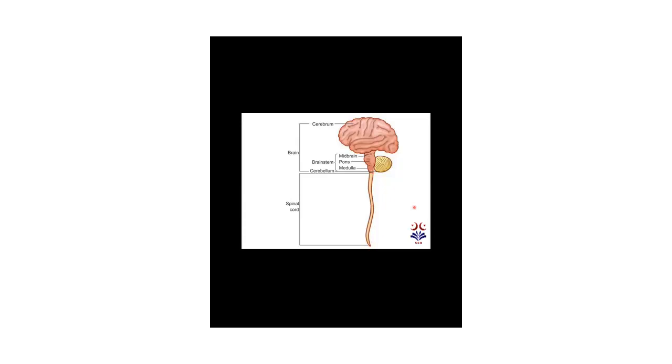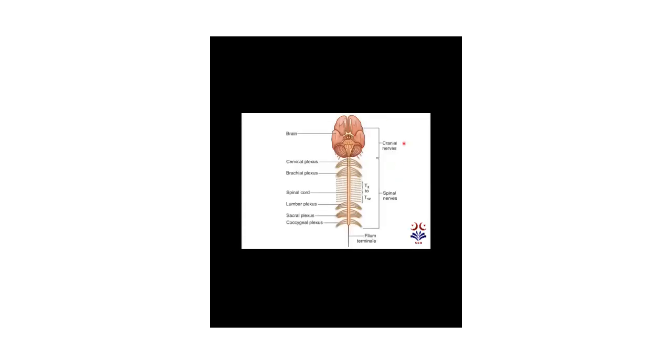And this is the peripheral nervous system, which consists of the cranial nerves and the spinal nerves: the 12 pairs of cranial nerves and the 31 pairs of spinal nerves.